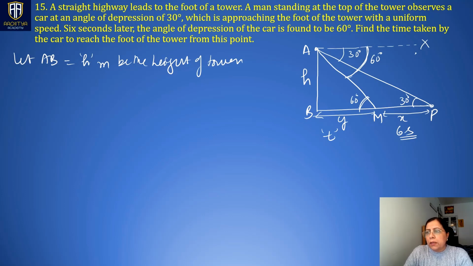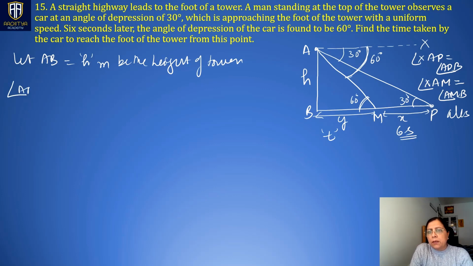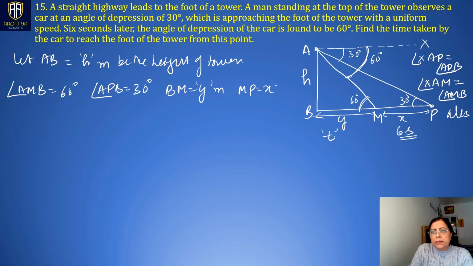So we can write here angle XAP is equal to angle APB. This you have to mention in case of angles of depression. Angle XAM is equal to angle AMB, right? These are alternate angles. So let angle AMB be equal to 60 degrees. Angle APB is equal to 30 degrees. And BM is equal to y meters, the middle distance. And MP is equal to x meters.